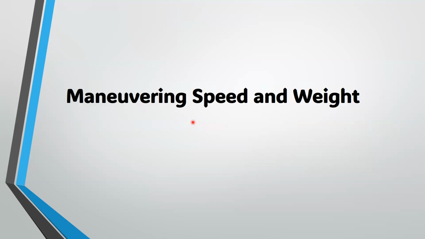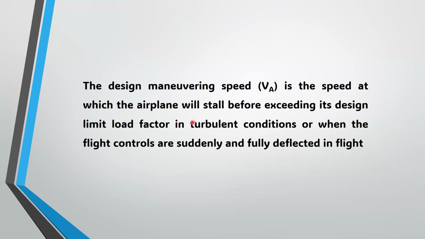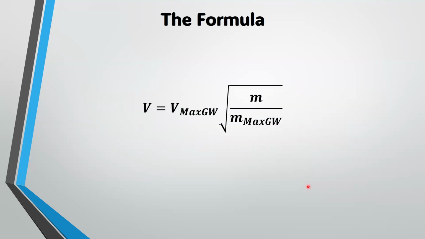How does maneuvering speed depend on weight? The design maneuvering speed is the speed at which the airplane will stall before exceeding its design limit load factor in turbulent conditions or when the flight controls are suddenly and fully deflected in flight.